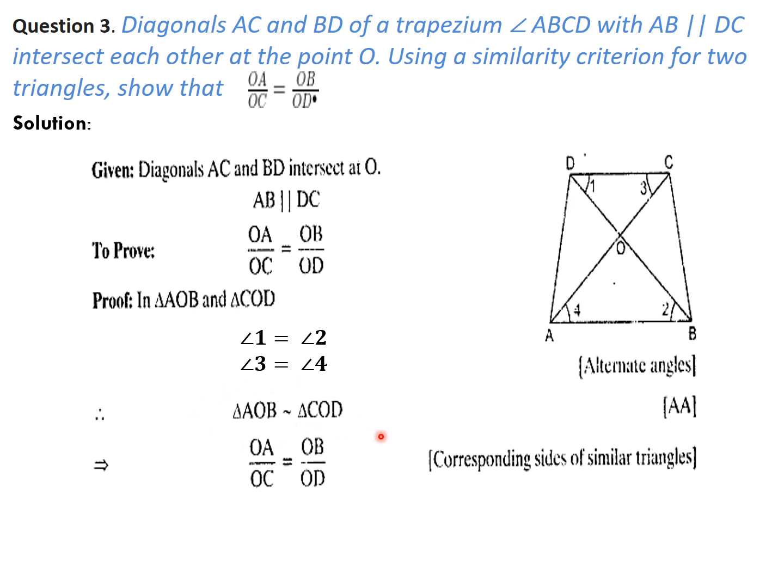Now, since we have named it like so, as they are similar by AAA or AA similarity criterion, therefore we can write down by corresponding sides of similar triangles. Since they are corresponding sides of similar triangles, we can conclude that AO by CO is equal to OB by OD. We can just choose the names of the sides from here only. So, therefore, this is the thing they have asked us to prove, and we have proved it.